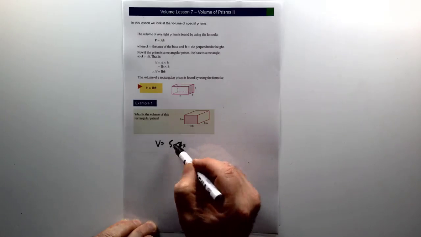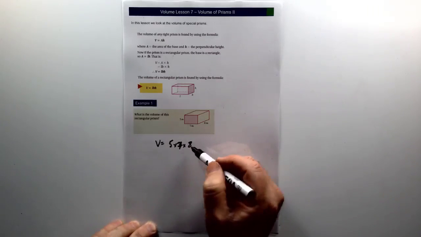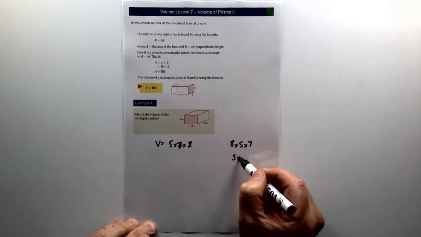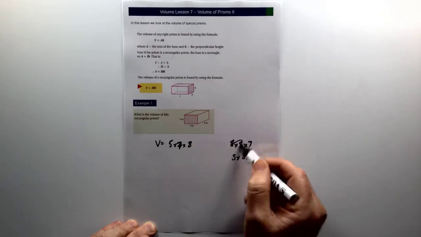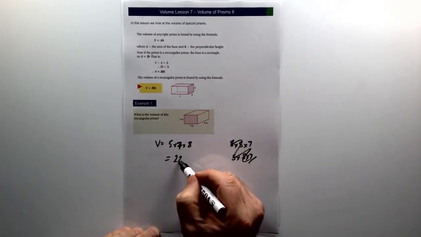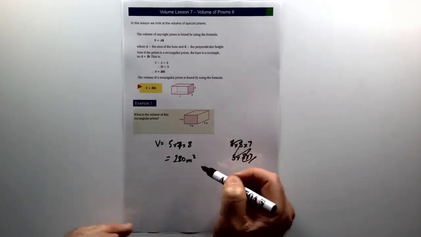Sorry, that should be a 7. 5 times 7 times 8, and it doesn't matter which order. We could do 8 times 5 times 7, 5 times 8 times 7, whatever order you want. You're always going to get the same answer, and that should give us 280 cubic metres.